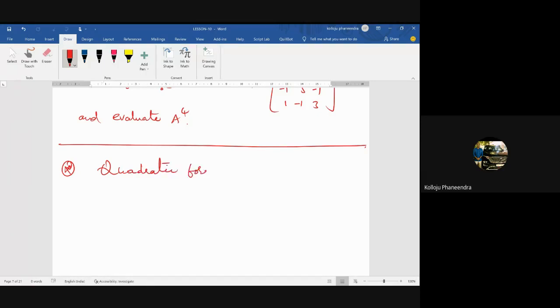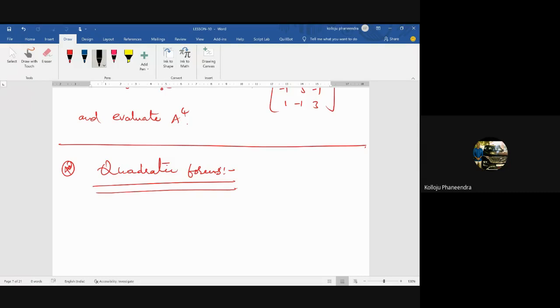Next topic is quadratic form. This is very important, quadratic forms, and the next orthogonalization. Definitely one essay question will be there in quadratic forms with orthogonal transformation. What is actually quadratic form?